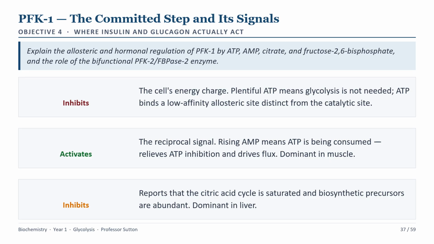The bifunctional enzyme is the elegant part. One polypeptide, two opposing activities. And PKA phosphorylation flips which one runs. Fructose 2,6-bisphosphate is the single most testable molecule in carbohydrate metabolism. I'll restate: fructose 2,6-bisphosphate, the most tested.